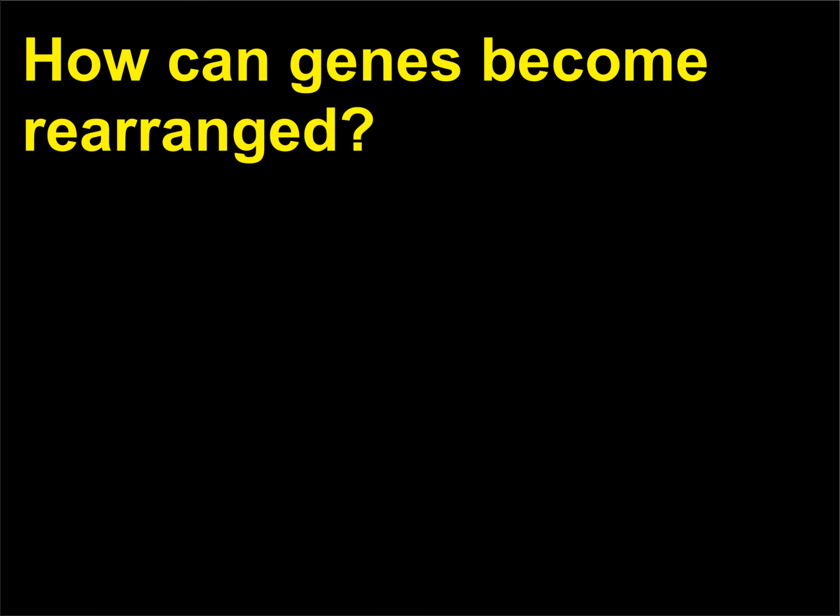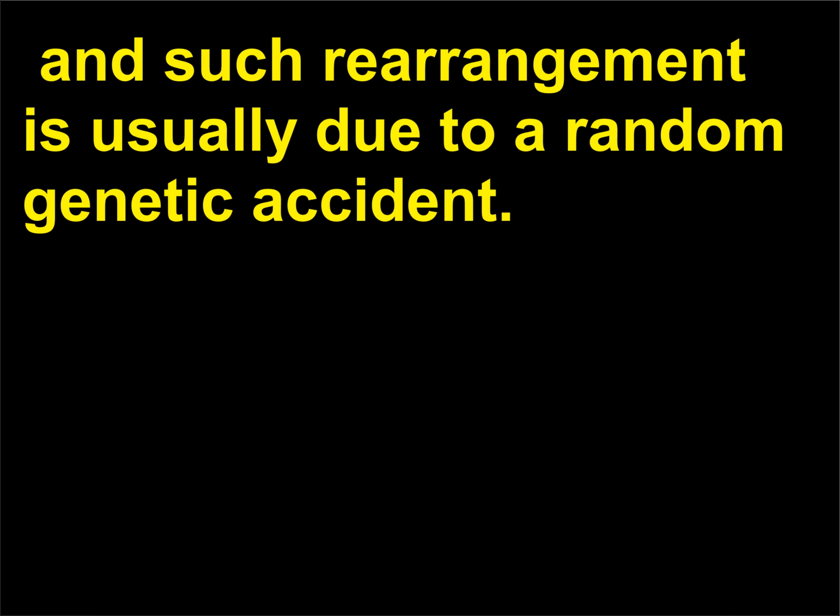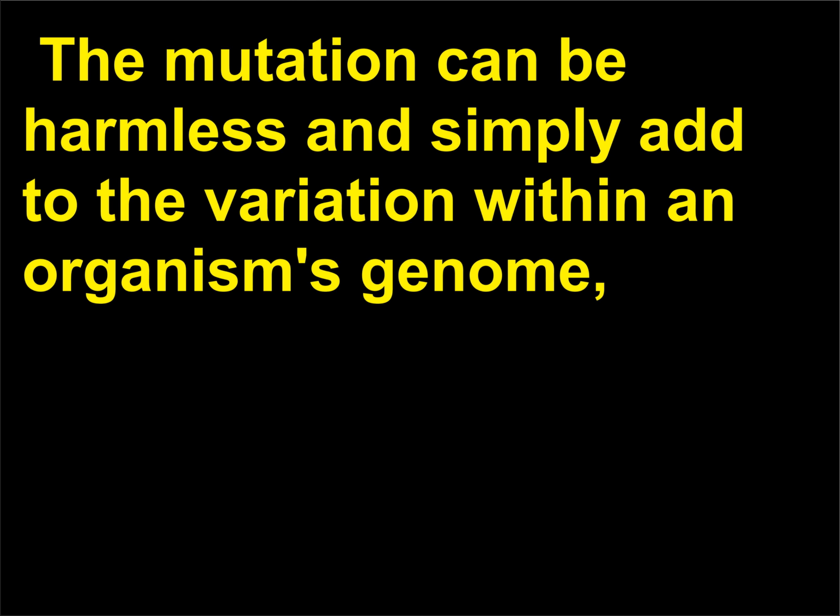How can genes become rearranged? Any rearrangement within a gene is a mutation. And such rearrangement is usually due to a random genetic accident. The mutation can be harmless and simply add to the variation within an organism's genome, or it can be harmful with dire consequences.